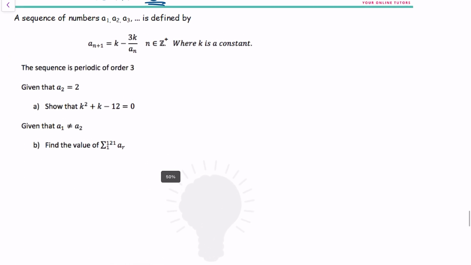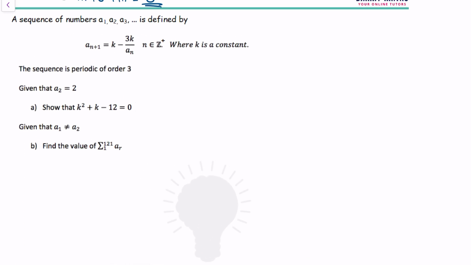Next question. A sequence of numbers a1, a2, a3 is defined by a_(n+1), which is the next term, equals k minus 3k over the previous term. The sequence is periodic of order 3, where k is any constant. Given that a2 is equal to 2, show that k squared plus k minus 12 is equal to 0.